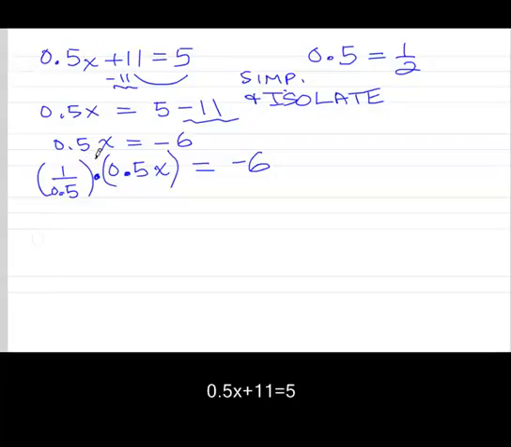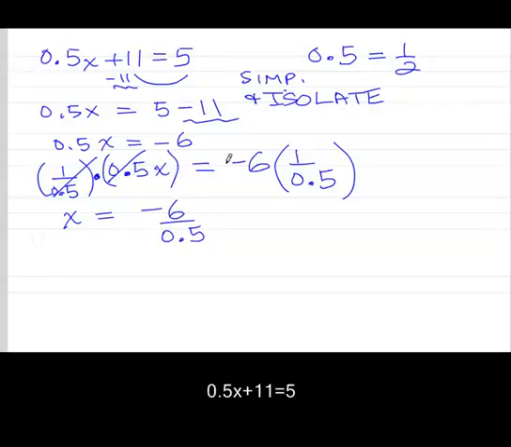This, of course, cancels out because this over this is 1. 1 times anything is that. X equals, oh, we forgot to multiply this side. See what happens when you get distracted? Multiply that side by 1 over 0.5. So x equals negative 6 divided by 0.5.